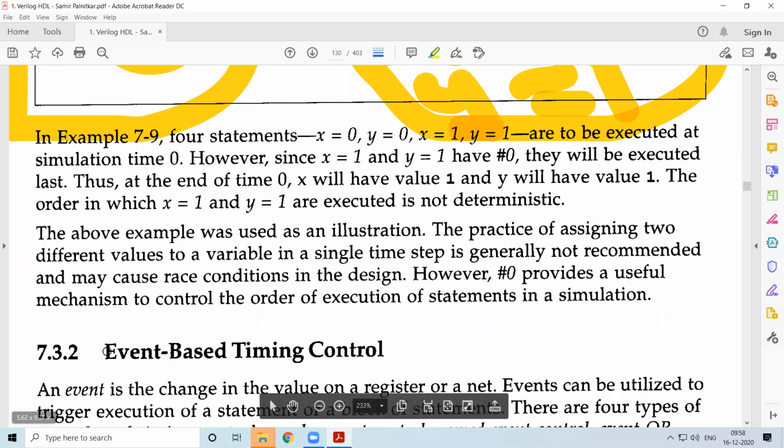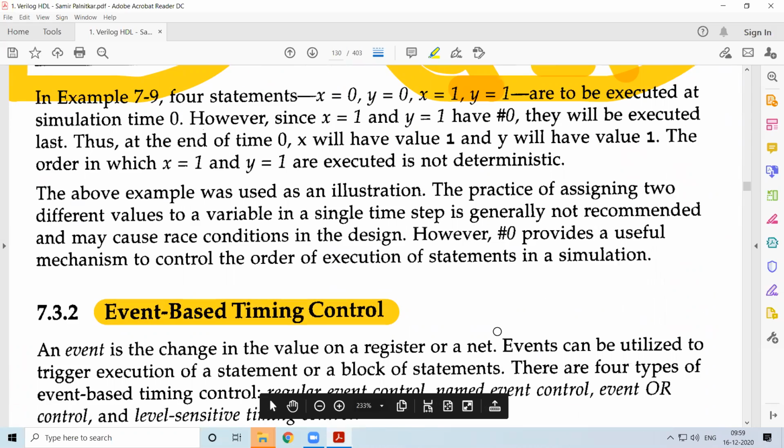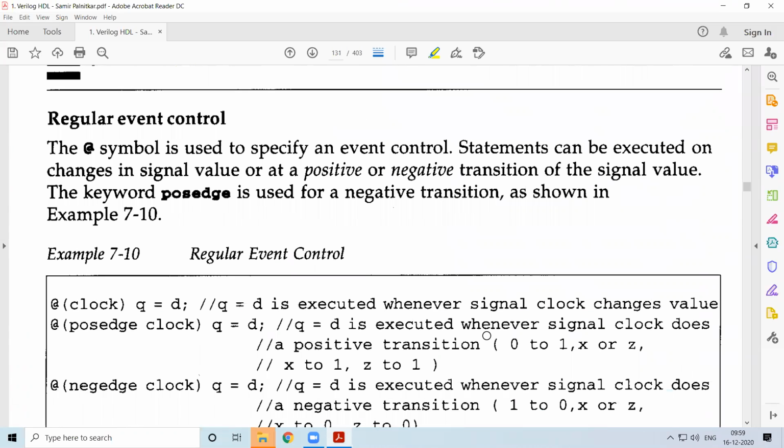In the coming session, we'll discuss event-based timing control and the other one, level sensitive timing control. So these are the two things we'll be discussing.